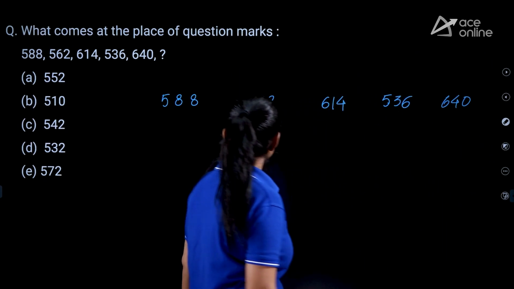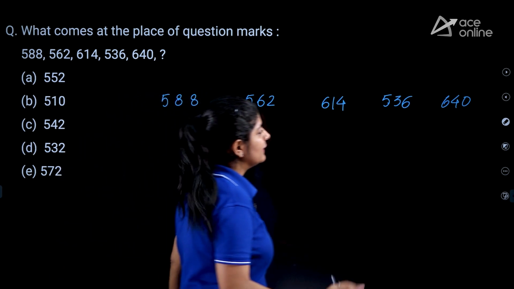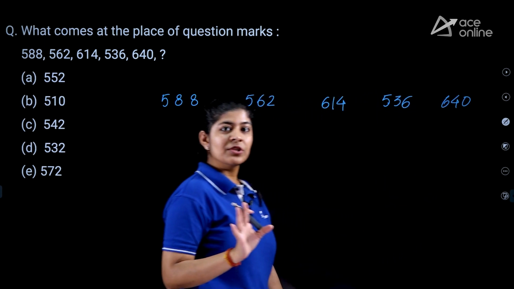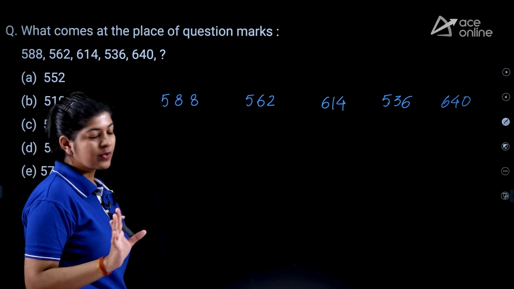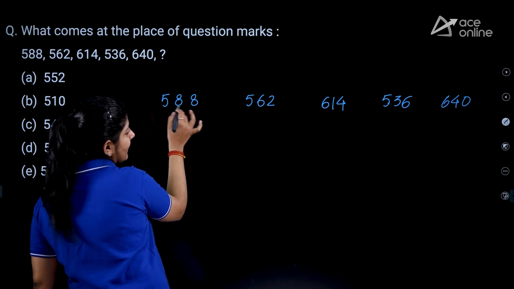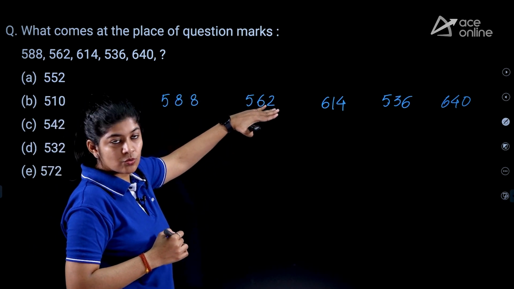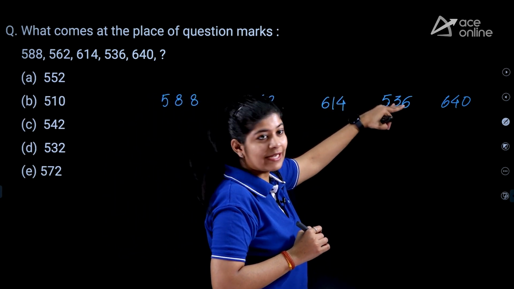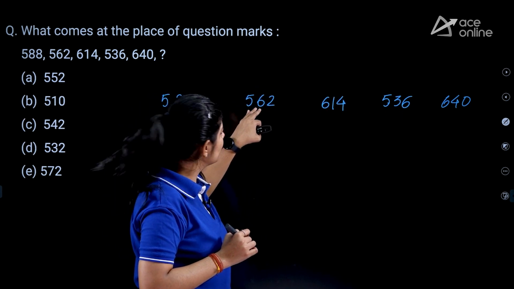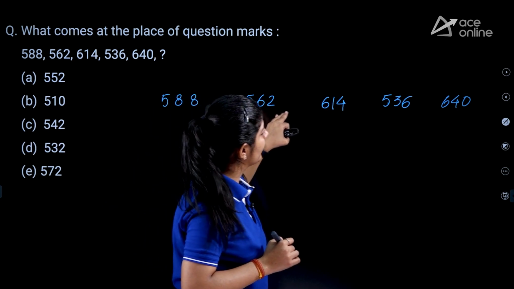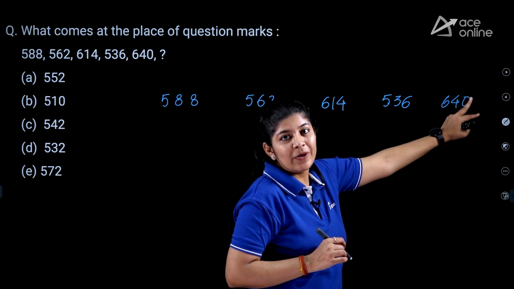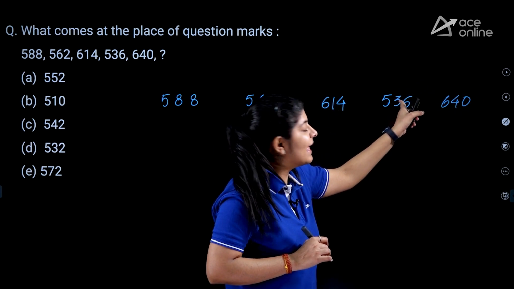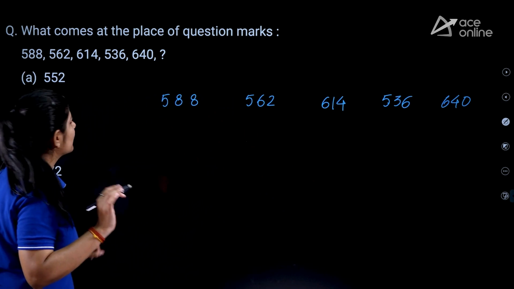As I observe this series, right now I don't know the correct answer, but I am just observing the sequence. Initially the number is this one, then it decreases to this one. Then it again increases, and then again decreases, but the decrement is more than this one. So I know that the number that comes at this place should be less than this one. Let's check out the options.